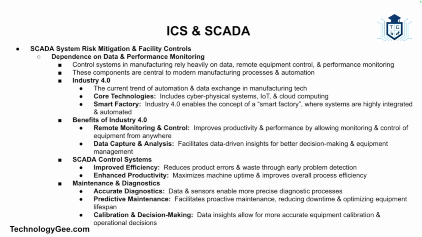And the benefits of using SCADA control systems in the manufacturing process include reducing product errors and discards thanks to the earlier problem detection and remedies, improving productivity, and maximizing the effectiveness of machine uptime. Maintenance benefits of the use of data and sensors include more accurate diagnostics, more efficient maintenance processes, and the enablement of predictive maintenance. And data-driven insights into equipment performance can facilitate more accurate calibration, operation, and decision-making processes.